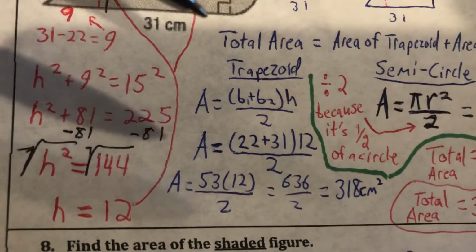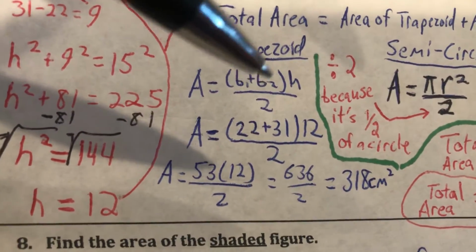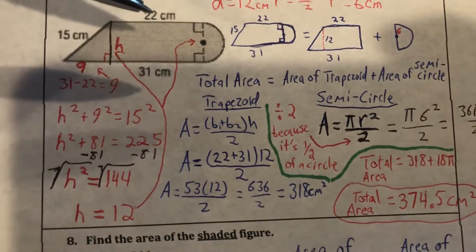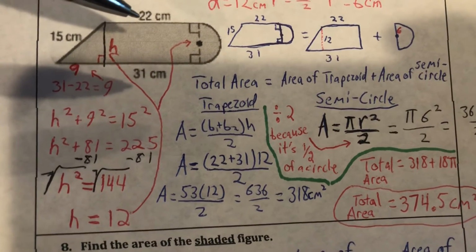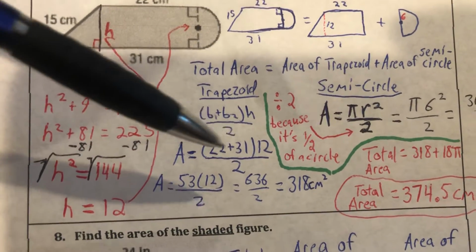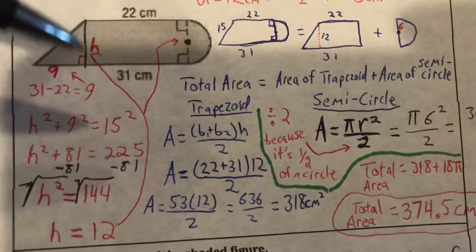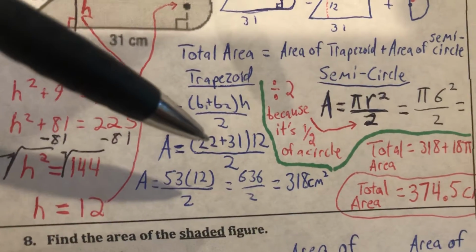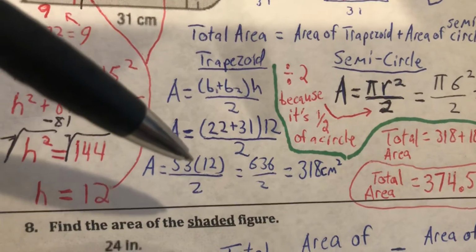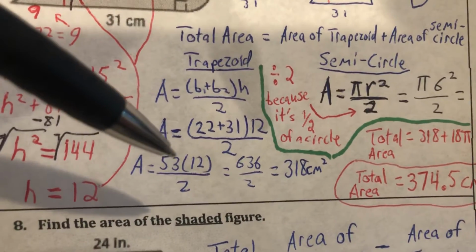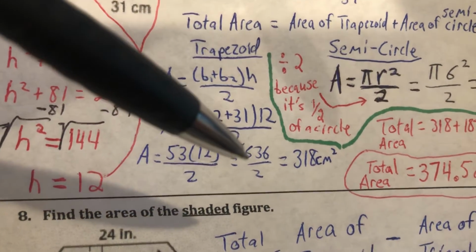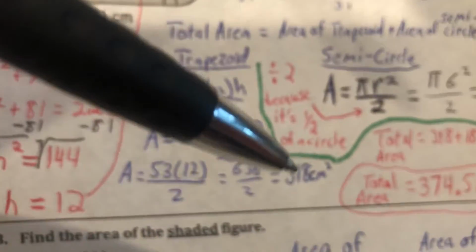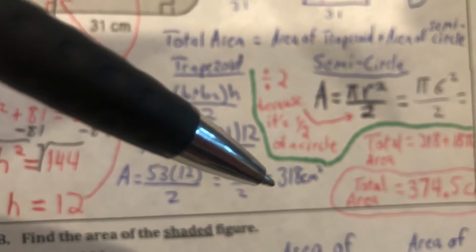So a trapezoid is base 1 plus base 2 times the height divided by 2. Now, we already had the base 1 and base 2. We have 22 and 31 that we're going to be adding together there. We worked hard with the Pythagorean theorem to get our height of 12, and then we're going to be dividing that by 2. So 22 plus 31 gives us 53. We have 53 times our height of 12 is going to give us 636, and then we're dividing that by 2 to finish it off. So that's going to be 318 centimeters squared.